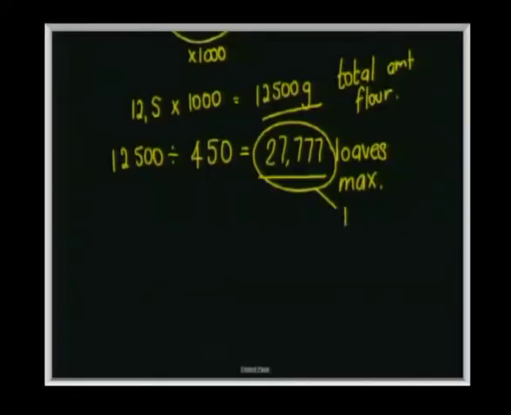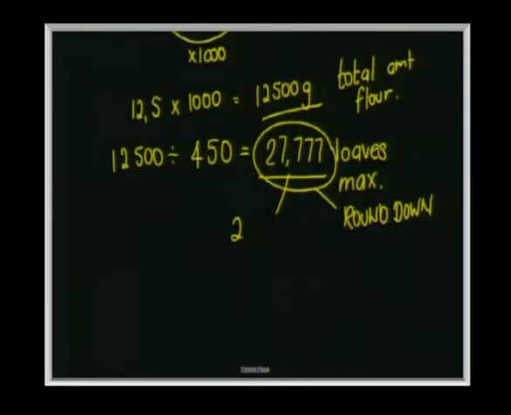So we need to decide, are we going to round this up or are we going to round it down? Now, you need to round it down. And the reason being, let's just write that, is that you're going to need a little bit more flour in order to make 28 loaves. So we haven't got enough to make a whole 28 loaves. So we actually only have enough flour to make 27 loaves. So that's the maximum whole loaves that we can actually make. Let's go on to the next question.